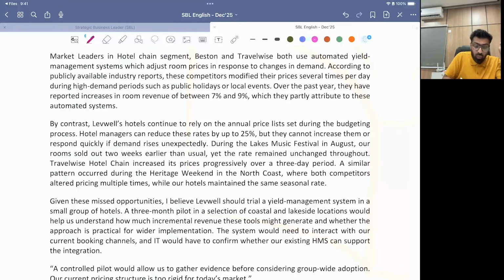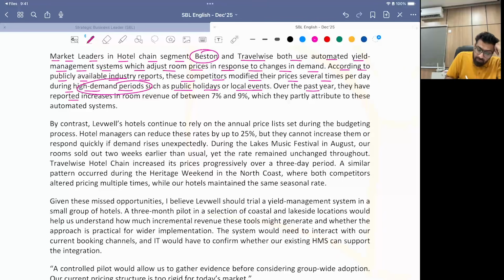They're telling you what happens in the industry. Now here they are telling you, right? So market leaders in the hotel chain segment, Beston and Travelwise, both use automated yield management systems which adjust room prices in response to changes in demand. According to the publicly available industry reports, these competitors modify their prices several times during high demand periods such as public holidays and local events.